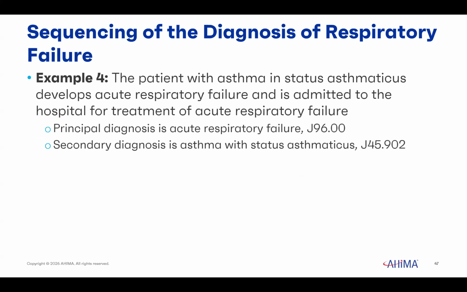Right. So a patient with status asthmaticus develops acute respiratory failure and is admitted for treatment of the acute respiratory failure. Once again, J96.00. We still would code the status asthmaticus. It's just not going to be the principal diagnosis.